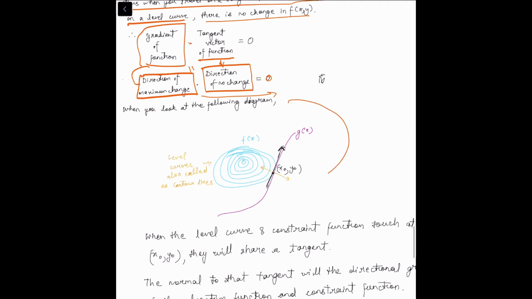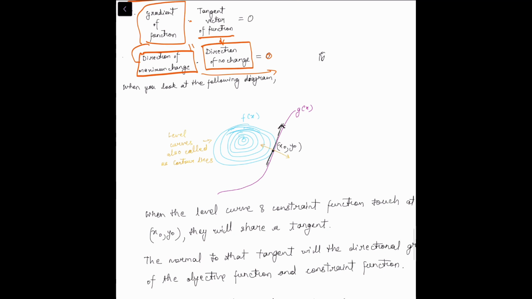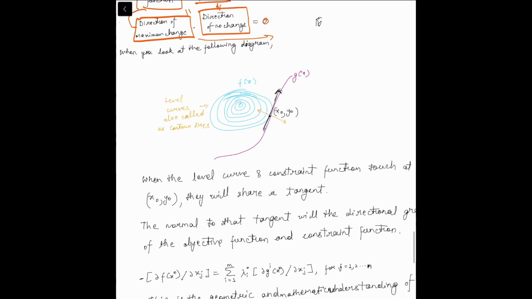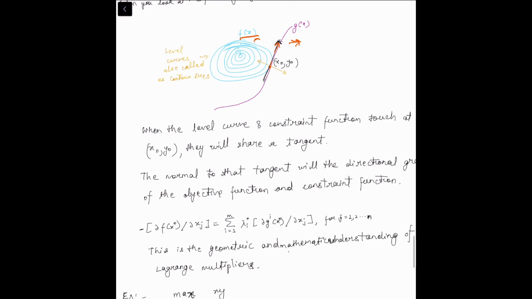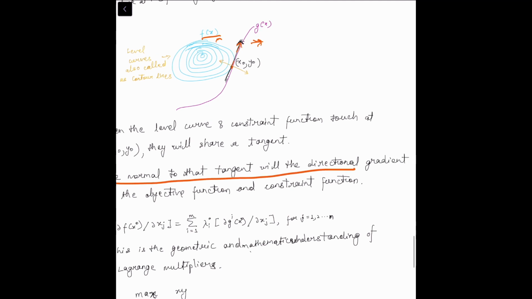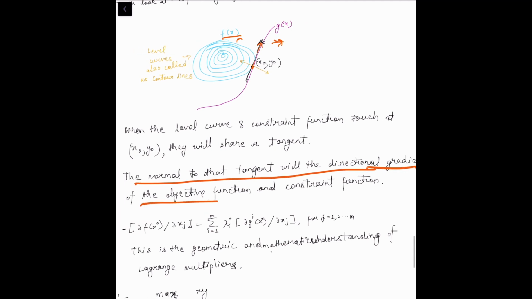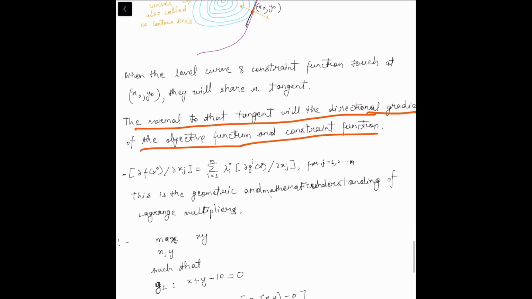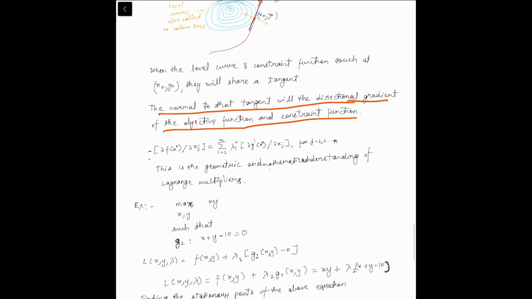Now again coming back to the diagram, these level curves, called the contour curves, meet the constraint function at a point. There we have the common tangent, and the normal to that tangent will be the gradient of the objective function and of the constraint function, so the gradient of the objective function is equal to a multiplier times the gradient of the constraint.